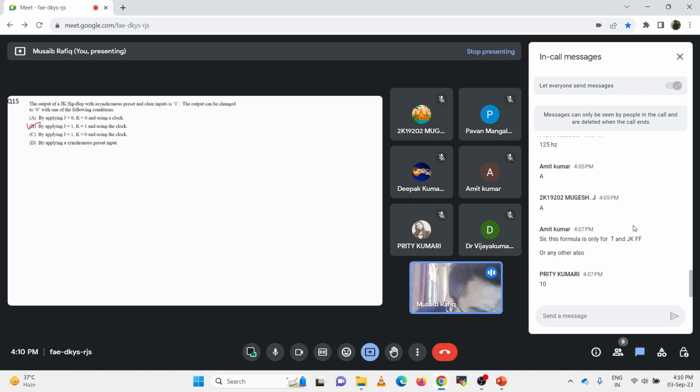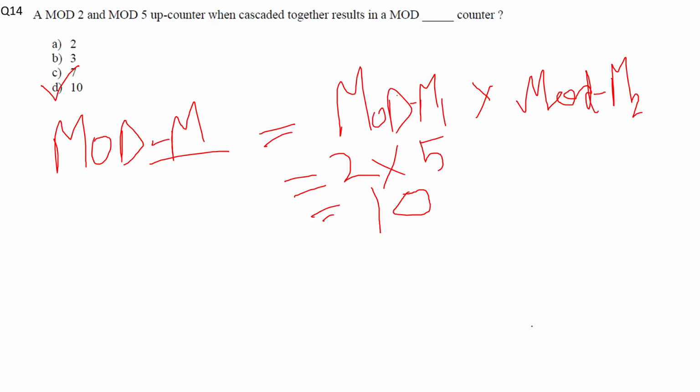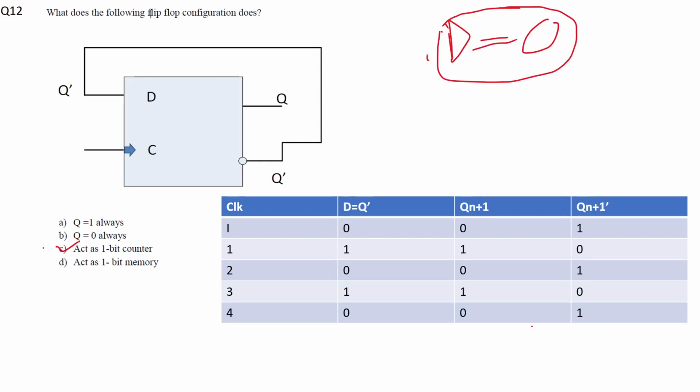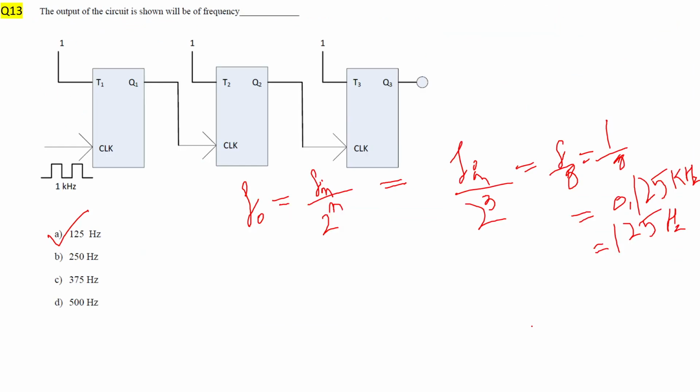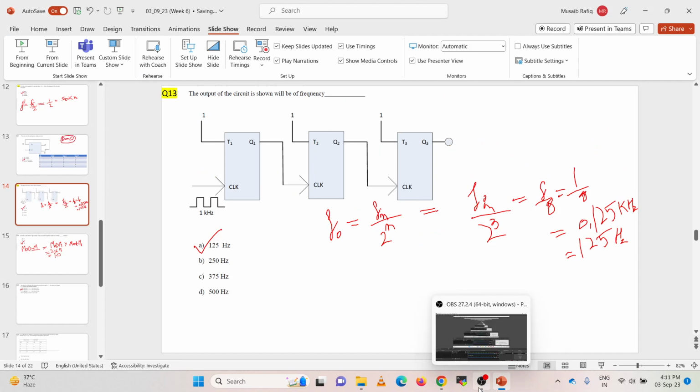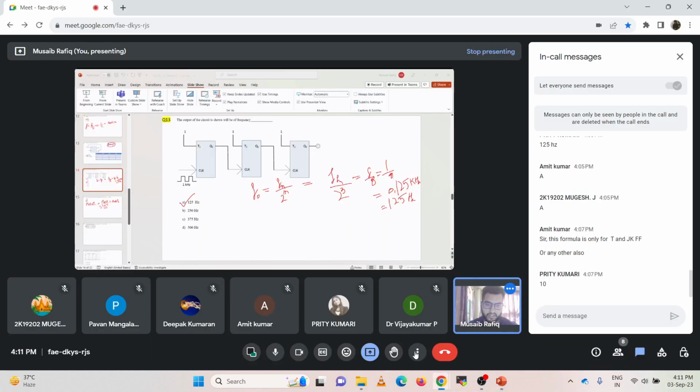Someone has asked, sir, is this formula only for T and JK flip-flop or any other also. So I assume this was for question 13. Yeah, this is for toggling conditions. You see, you have this T equal to 1. Why is T equal to 1? This means toggling is happening. So when J equal to 1, K equal to 1, we are saying T, toggling. So yes, it's for the toggling we are saying.